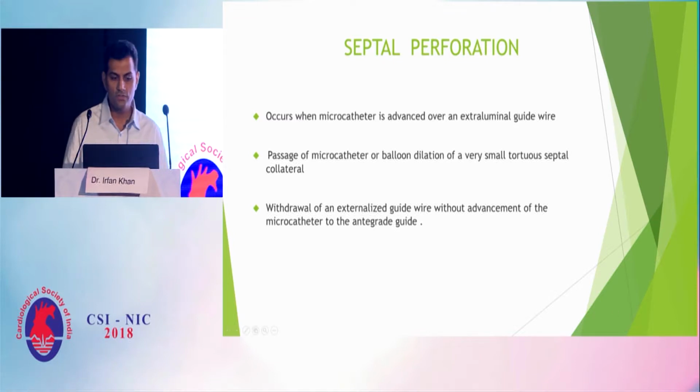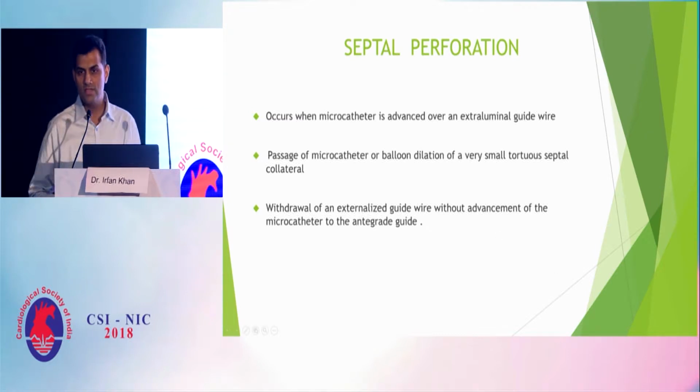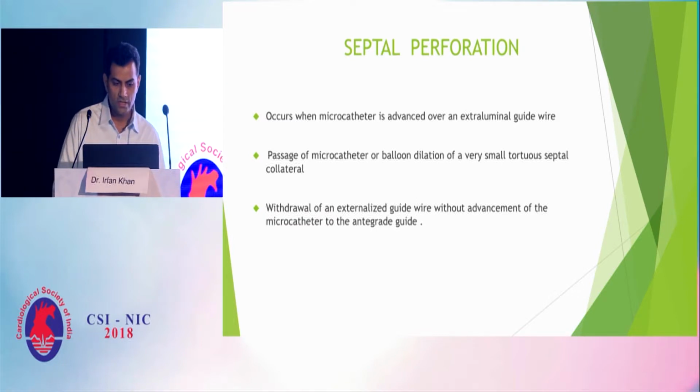Septal perforation occurs when you have a microcatheter which is advanced over an extraluminal guide wire, your guide wire is not in proper place, or with passage of a microcatheter or balloon dilatation of a very small tortuous septal collateral. In the previous case which I showed you, this is what happened. We did aggressive Corsair pushing. People tell us that you take 10 clockwise rotations, 10 counterclockwise rotations and then try to push the Corsair microcatheter. I think we did less than that, but despite that we had this kind of perforation. A third thing which can happen is withdrawal of an externalized guide wire without advancement of the microcatheter to the antegrade guide.